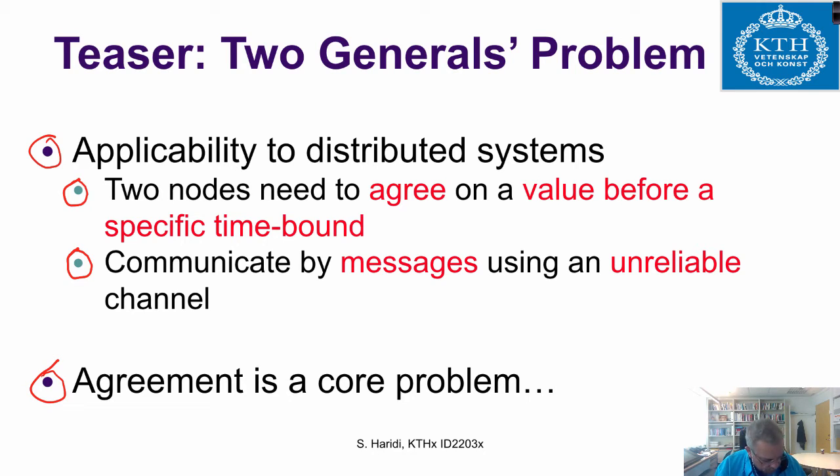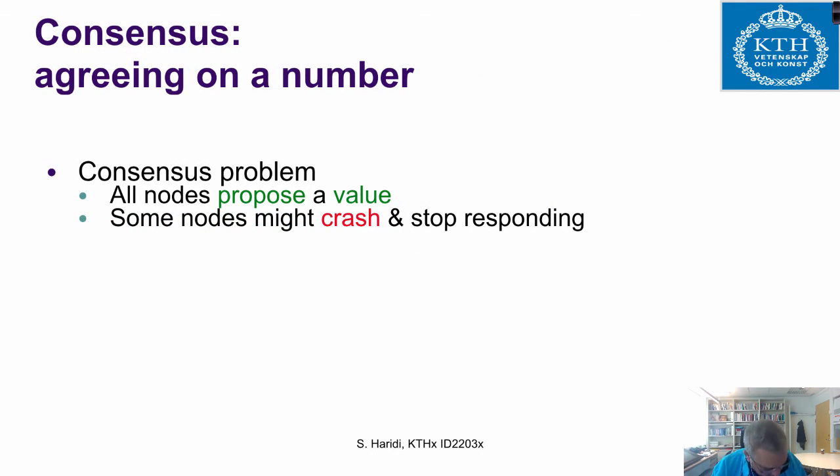So let us look at another problem where time is not involved. We call it consensus. We have a set of nodes or a set of processes. These can propose values, but some of the nodes might crash and stop responding. Remember, in the previous problem, nobody died. Here we have the same problem, there is no specific time of agreement, but some of the nodes might crash.